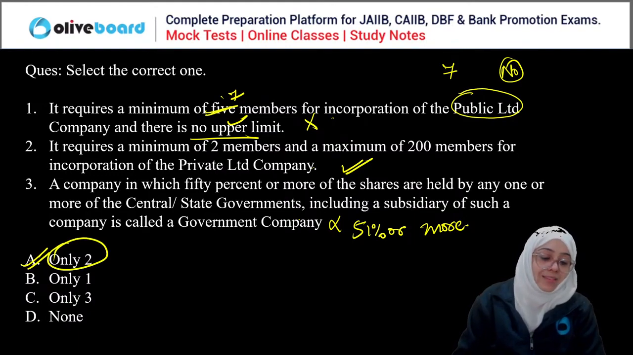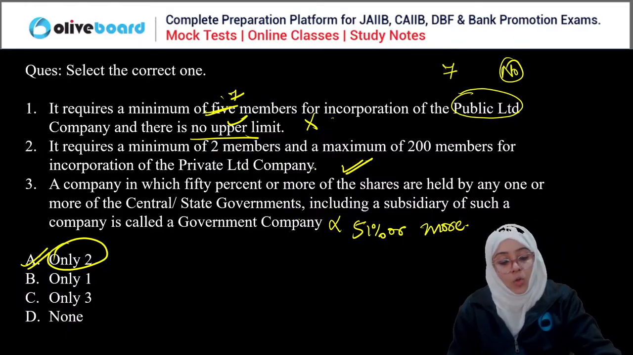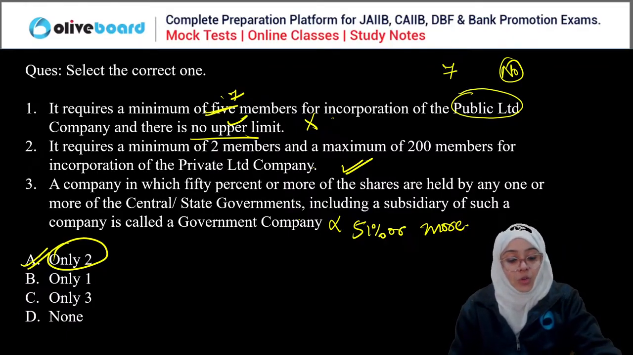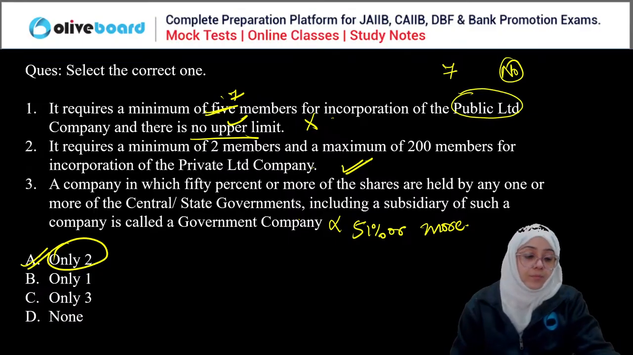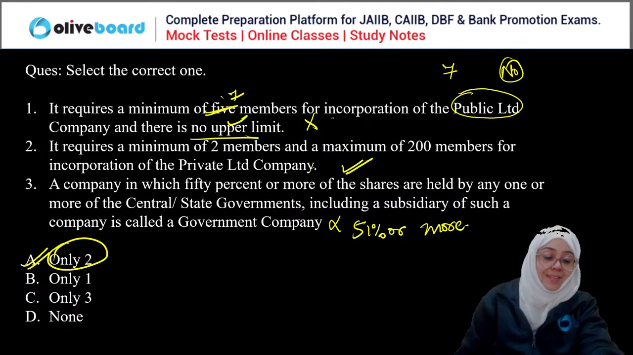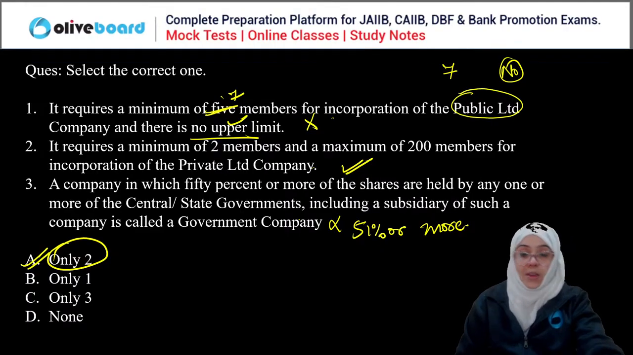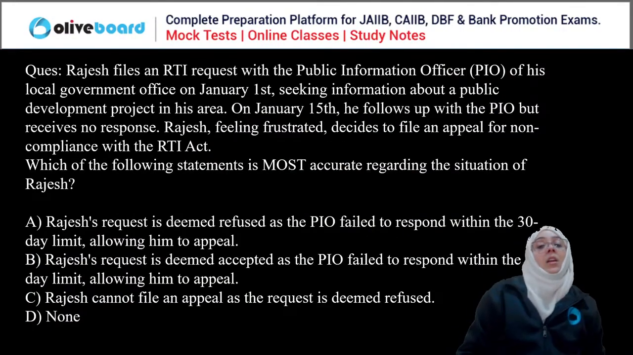Hema, Ruchi, Gopal, Sanjay, Rigved, Sunil, Shirish, everyone. Yes or no? Correct? Any doubt in this question? Yes or no? Clear? Can we move to the next question, everyone? No doubt? Clear? Good. Okay.